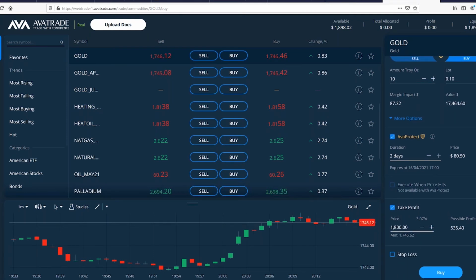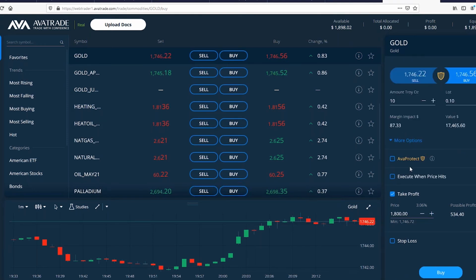Risk management then is done for you before you place the trade. You know your risk, your potential profit. You have extra protection features that you don't find anyplace else, except within the AvaTrade Go mobile app and within this web trader platform. Okay.